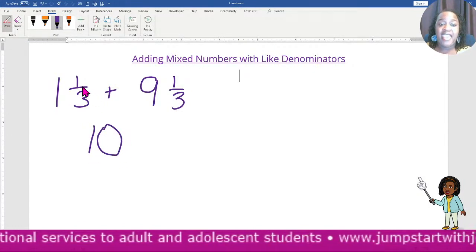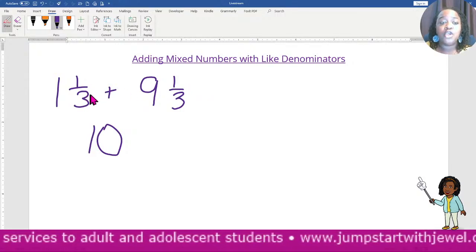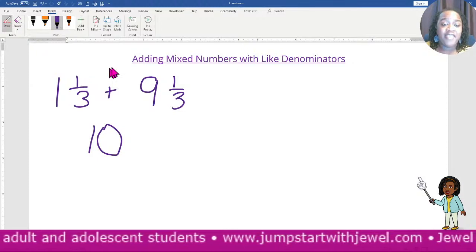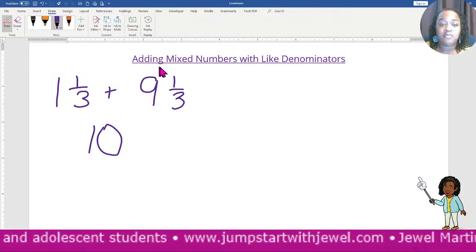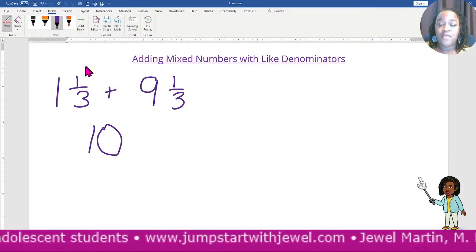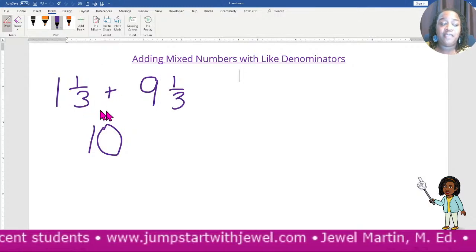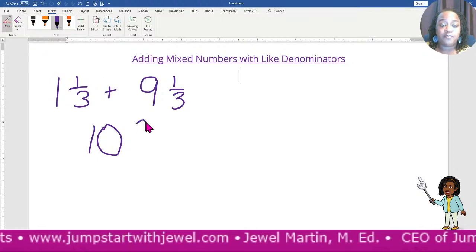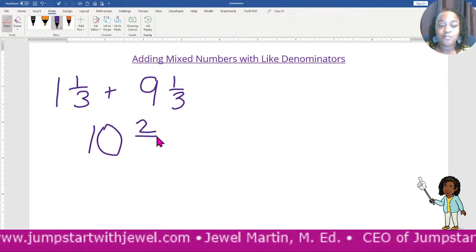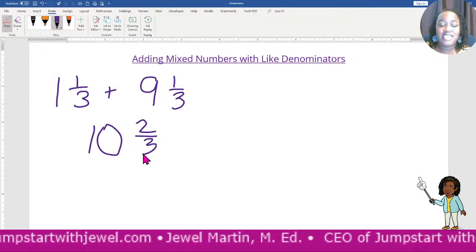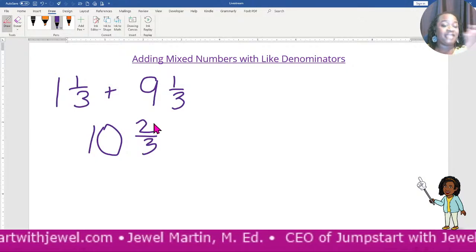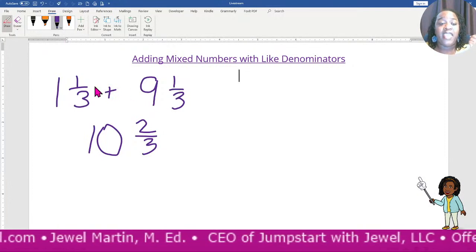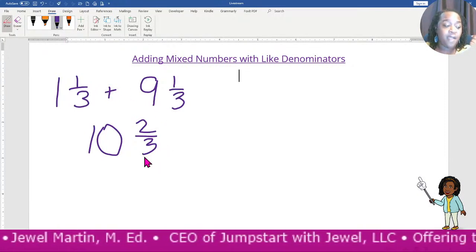And then you're going to add like you would your regular fractions. When you have fractions that have the same denominator, you add the numerators, and the numerators are the numbers on top. You add the numerators and you keep the denominator the same. So the new fraction would be 2/3. 10 and 2/3. That's our total. We added the whole numbers and then we added the numerators and kept the denominator.